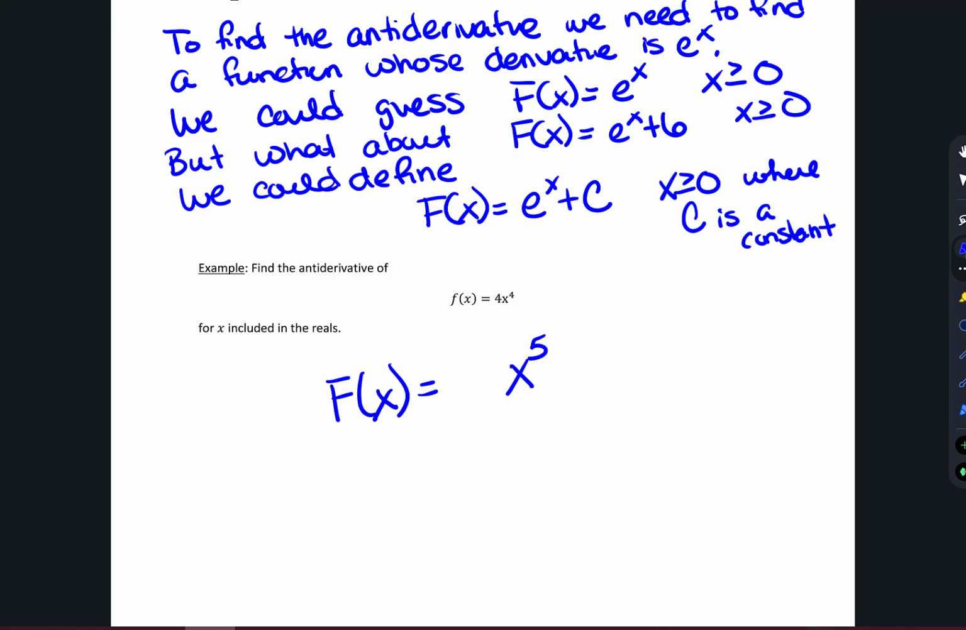Now the part that I've got to worry about though is what goes out front. Well, I know that if I have x to the fifth, when I take the derivative of x to the fifth, I would end up with 5x to the fourth. But I want 4x to the fourth. So what if we put 4/5 out front here? Notice if I take the derivative of this function, I would end up with 5 times 4/5, which would just give me 4, times x to the fourth, which is exactly what I want.